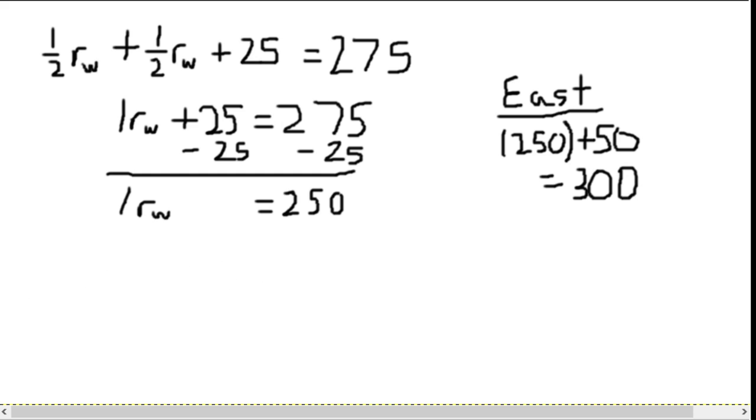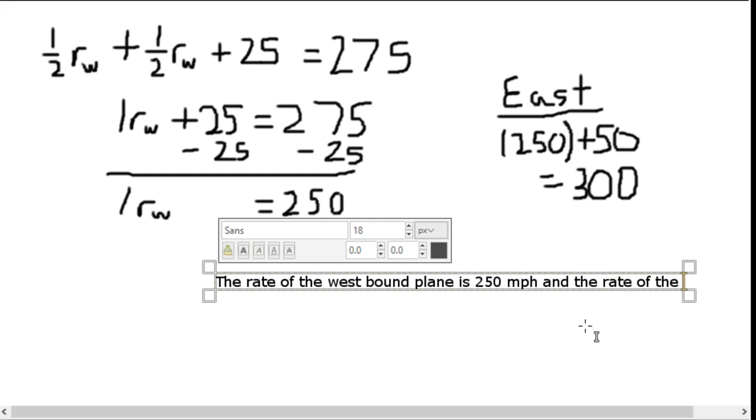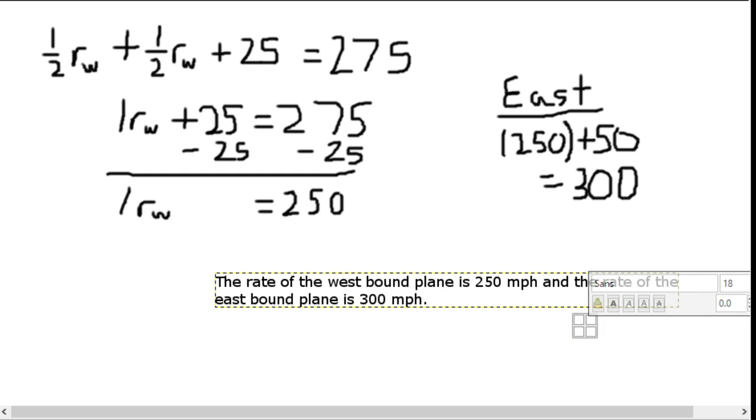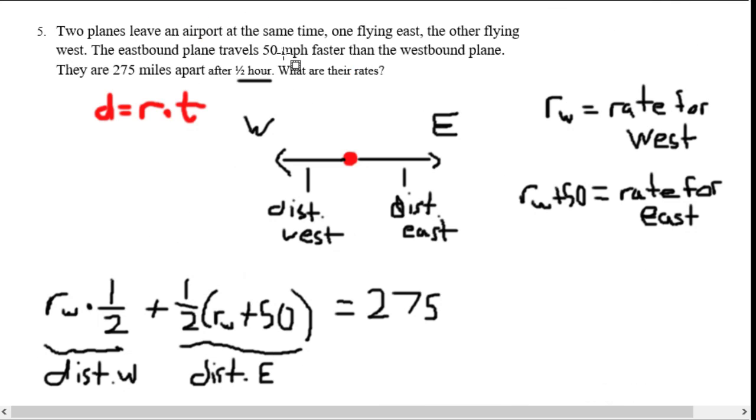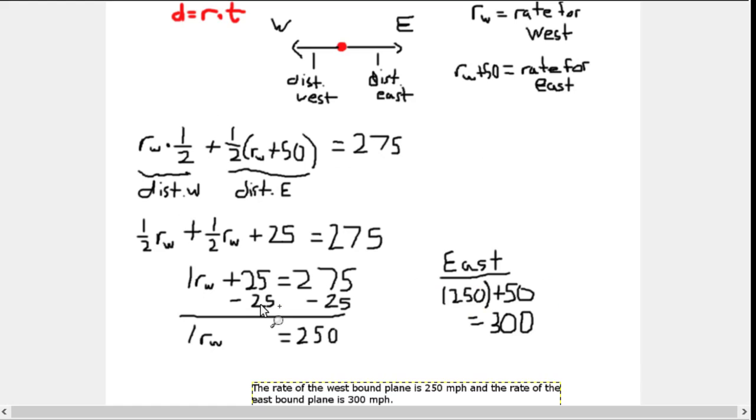So once again, I want my answer in the form of a sentence. The rate of the westbound plane is 250. Once again, I definitely need units in this instance, so it's 250 miles per hour. And the rate of the eastbound plane is 300 miles per hour. I'm just going to double check real quick that those are the right units. Miles per hour, which is exactly what we want. So we're good right here. The rate of the westbound plane is 250 miles per hour, and the rate of the eastbound plane is 300 miles per hour.